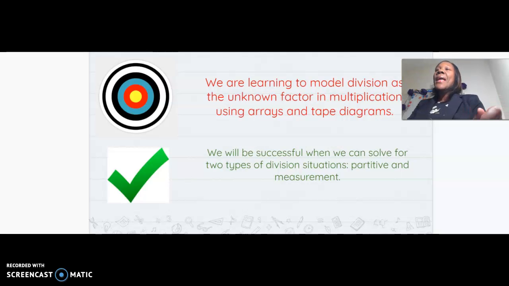Mrs. Thompson here. So we are learning to model division as the unknown factor in multiplication using arrays and tape diagrams. We will be successful when we can solve for two types of division situations, partitive and measurement.